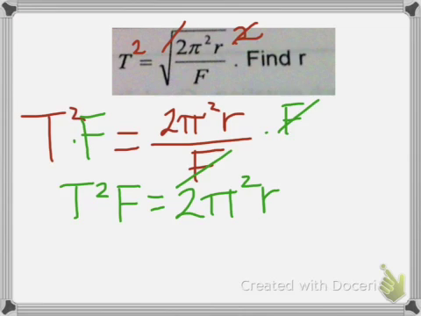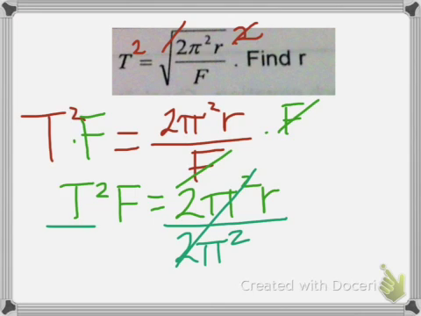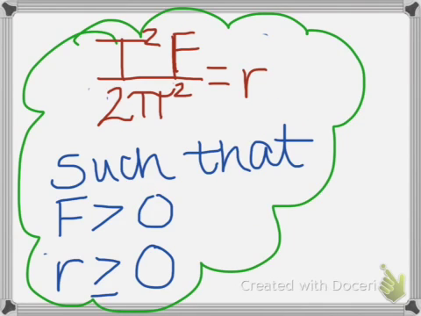And since all I'm left with is a product on the right side of 2 pi squared r, I can actually just get rid of the 2 pi squared by doing the opposite of multiplication, which is division, and divide by that. And I do divide by 2 pi squared on the left side as well. And when I do that, I will be left with t squared f all over 2 pi squared is equal to the r. But we have to remember it was restricted such that f has to be greater than 0 and r has to be greater than or equal to 0.